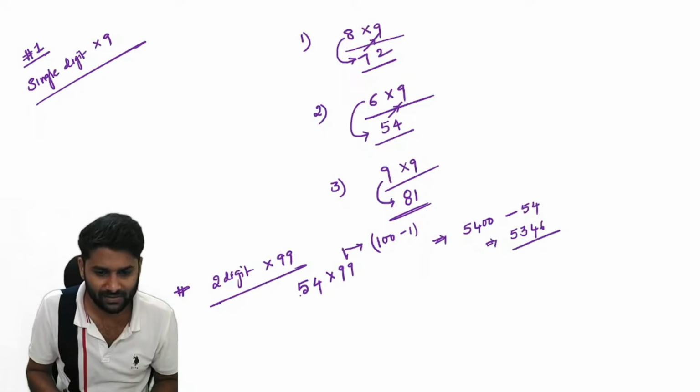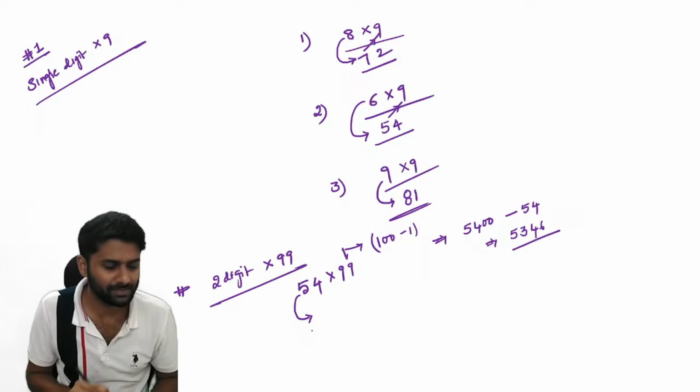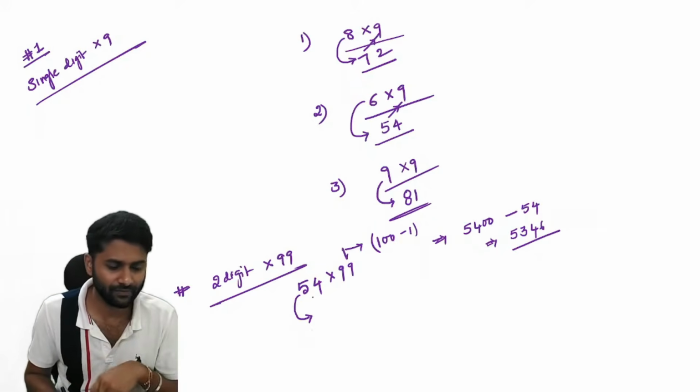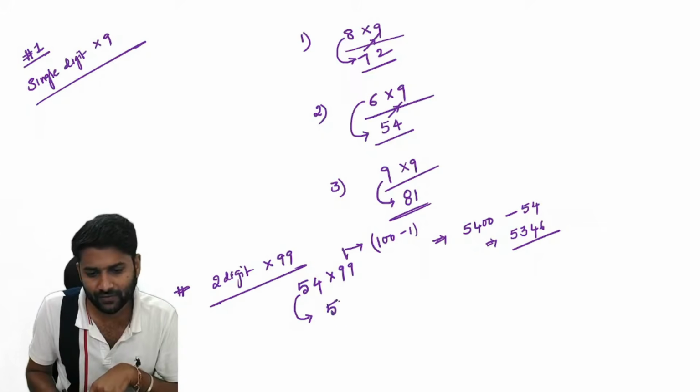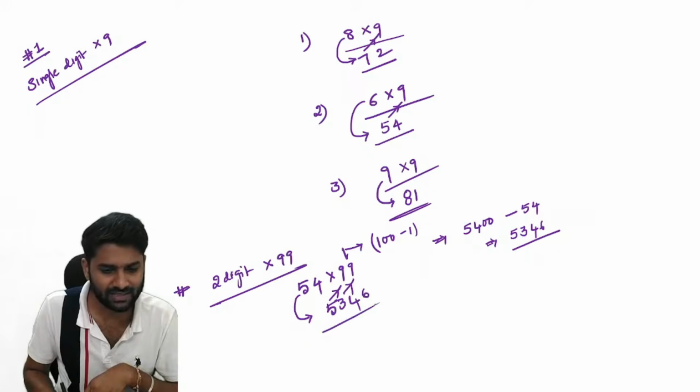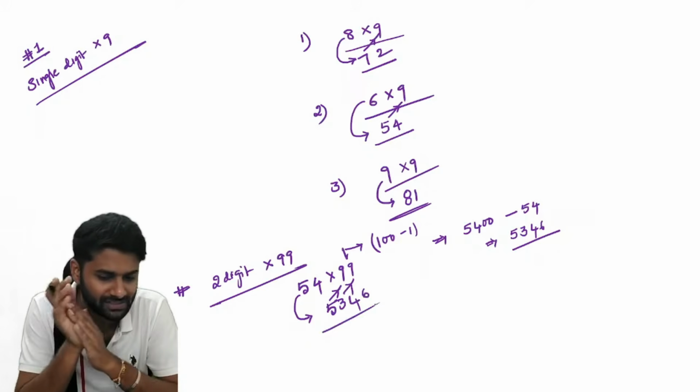In the same way, if any two-digit number is multiplied with 99, then consider the previous number of 54. Previous number of 54 is 53. Now see, 5 becomes 9, we require how much difference here? 4 units, right? And 3 becoming 9 is 6 units. Then the resultant is 5346. Is it clear?